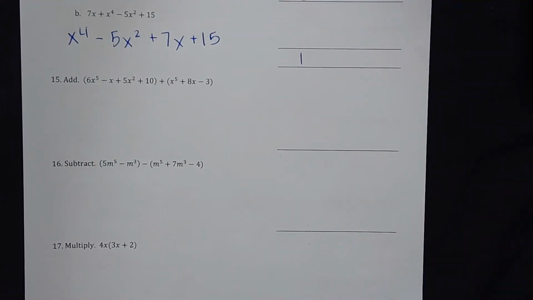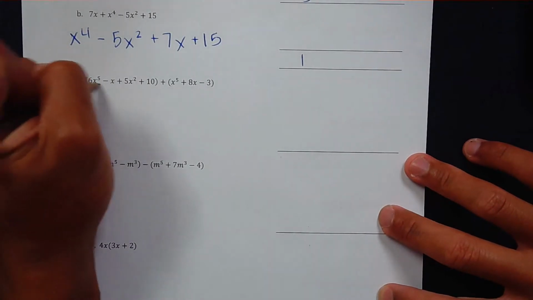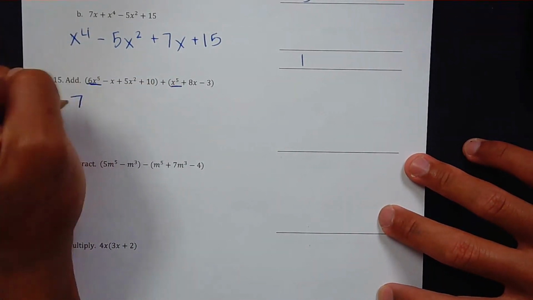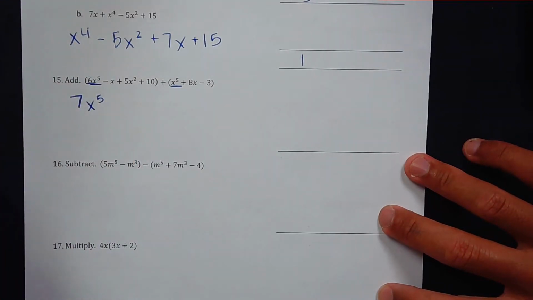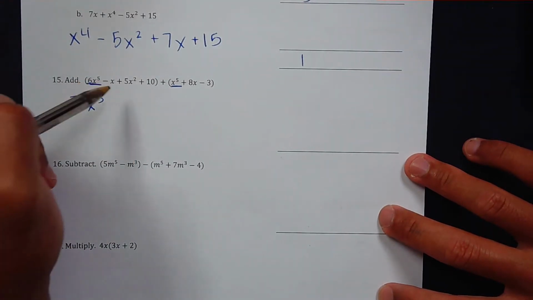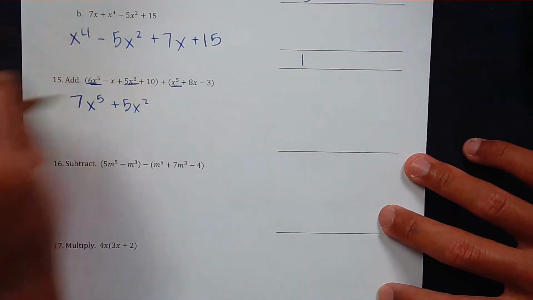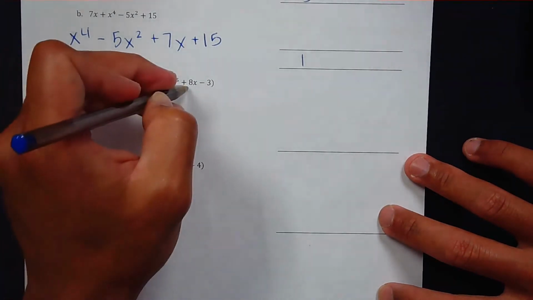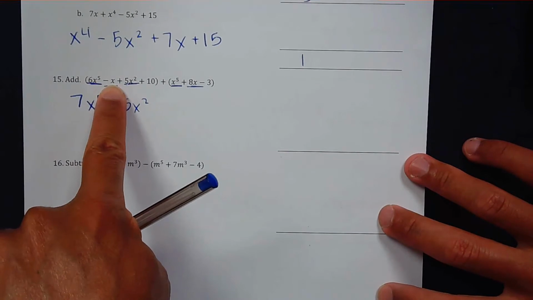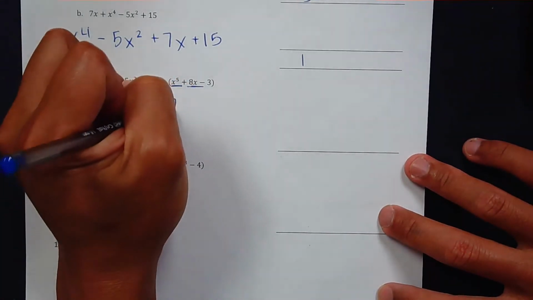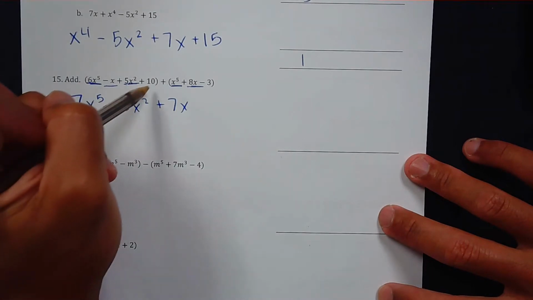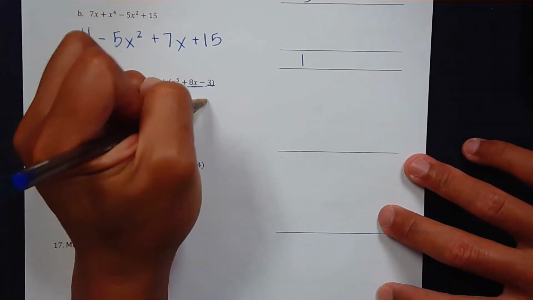All right, question 15. We want to go ahead and add this polynomial together. Remember, adding polynomials, we think of like terms. Like terms, you need the same variable and the same exponent, though. So we can go ahead and add these 2 like terms together. That gives us 7 of those x to the 5ths. Let's see, what else could we add together? 5x squared, there's no other x squares, so we just write that by itself. Let's see, this x and this x could combine. So we have negative 1x plus 8x. That gives us plus 7x. And then lastly, this 10 minus 3 gives us negative 7.